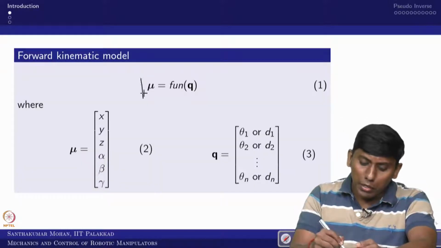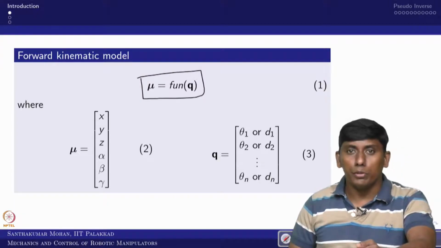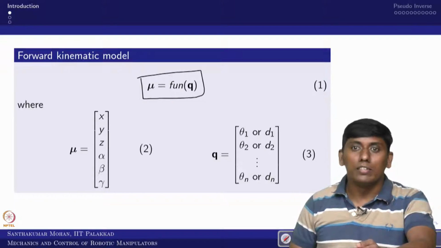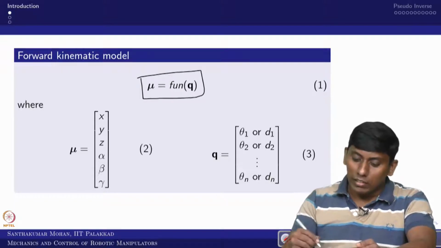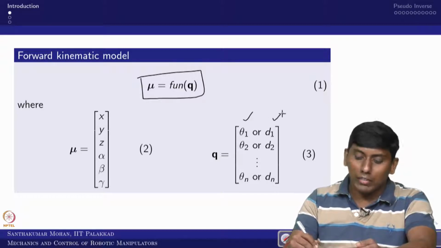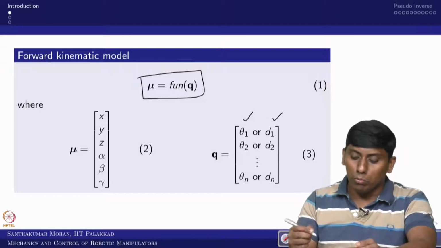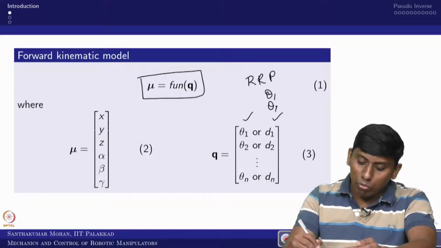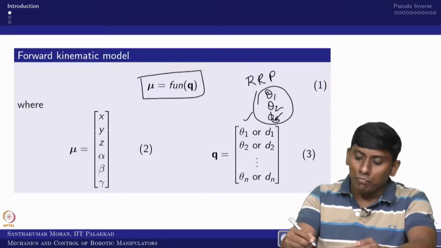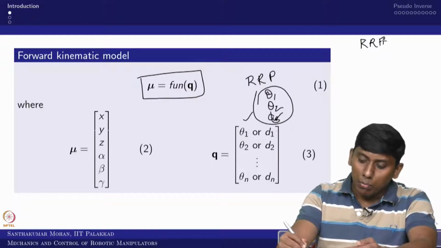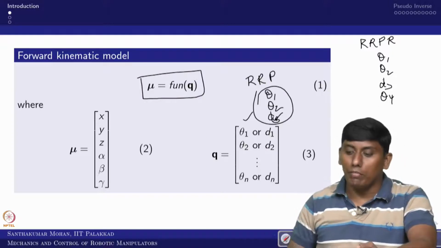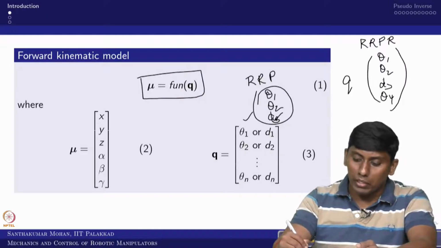We know the forward kinematic model as mu equal to function of q, where q is a vector consisting of theta 1 to d n, in the sense it would be a rotary joint or a translation joint. Then theta 1 or d1 would be there. For example, for an RRP, theta 1, theta 2 and d3 would be the variables. If I have a PRRP-type arrangement, it would be theta 1, theta 2, then d3 and theta 4. Like that I would be having a vector. This is what you call the q vector.